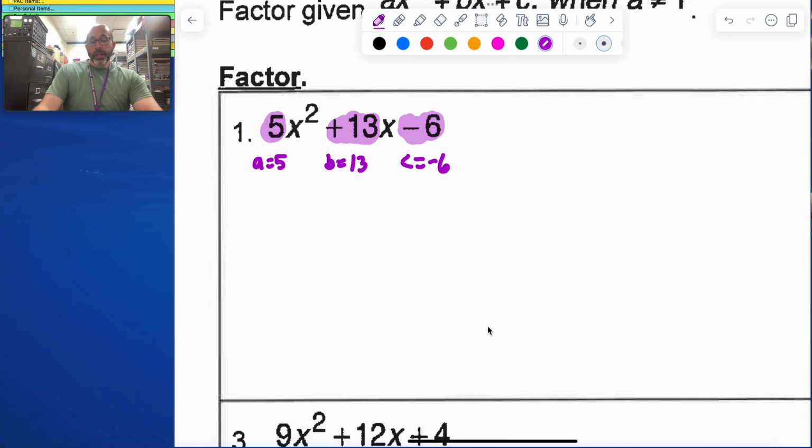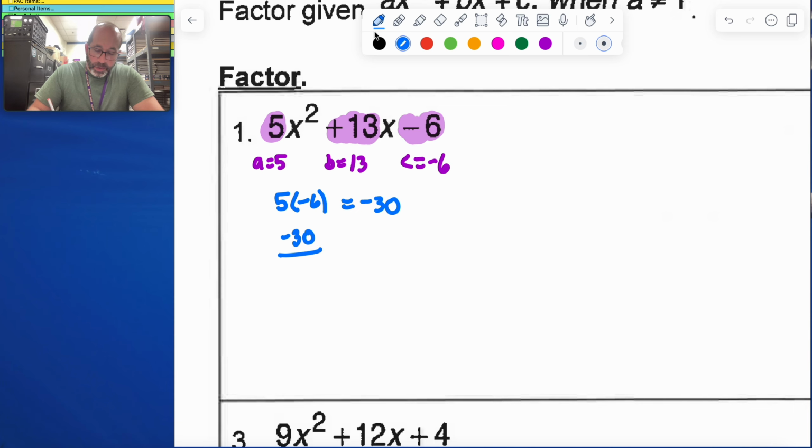Okay? So using those values, if you go back and look at your notes from the first section, we're going to go through and multiply a and b together. I'm sorry, a and c, which means we're going to go 5 times -6. That's going to equal -30. We're going to find the factors of 30, which are going to be 1 and 30, 2 and 15, 3 and 10, 5 and 6.